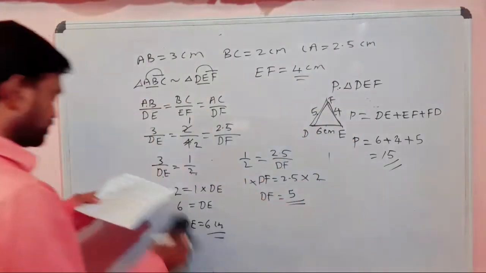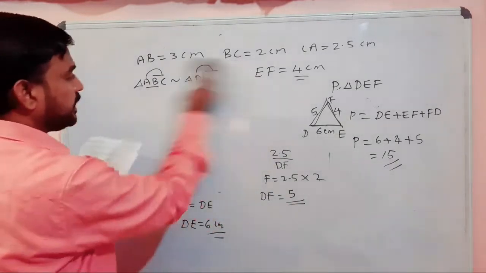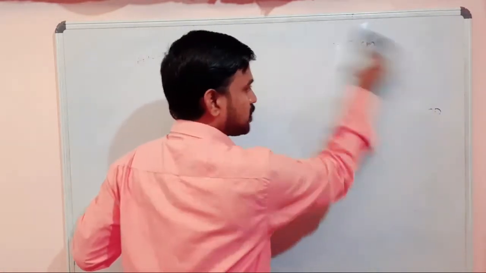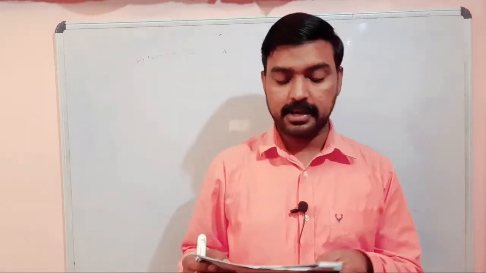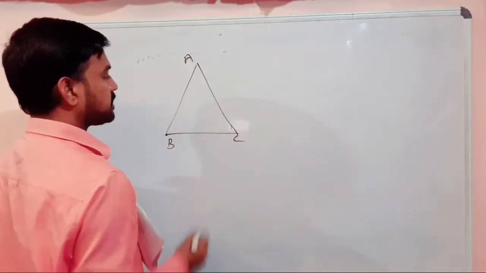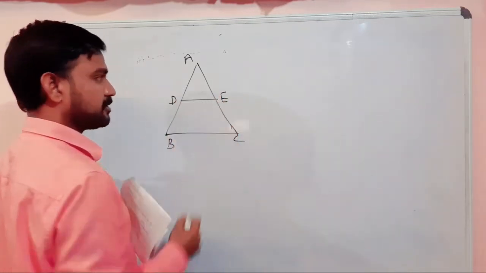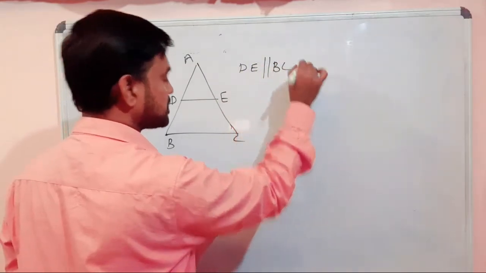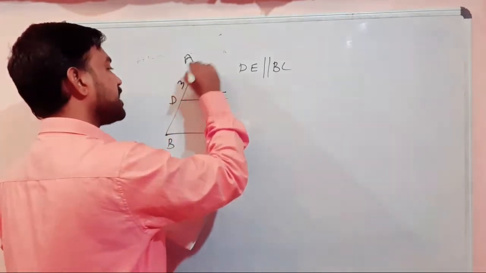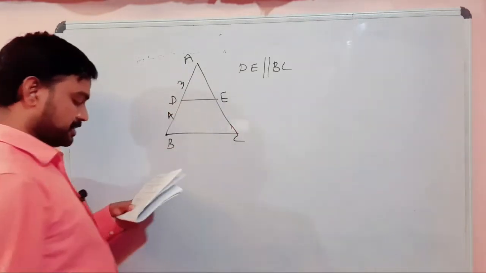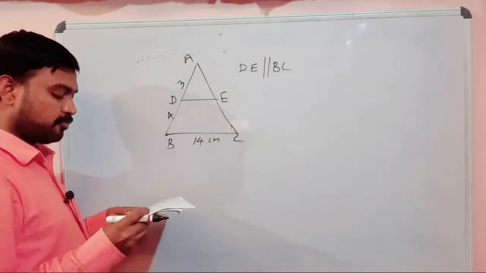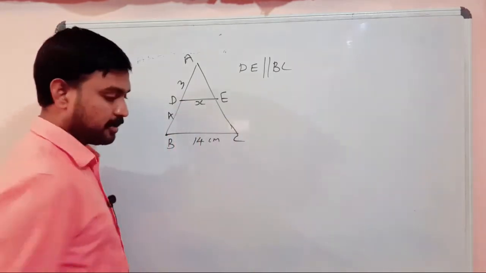Are you ready? So we can read question number 17, which is: in the given figure, DE is parallel to BC. So there will be a figure based on this question. We can read the question once again. In the given figure, there is a triangle ABC, and in this triangle there is a line DE which is parallel to BC. DE parallel to BC is given. It is also given that AD is 3 centimeter, BD is 4 centimeter and BC is 14 centimeter. The question is: find the value of DE. This length we need to find. We can suppose it is X.